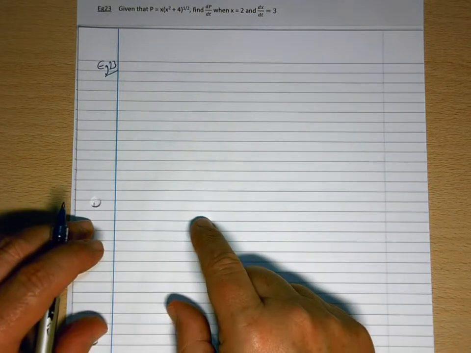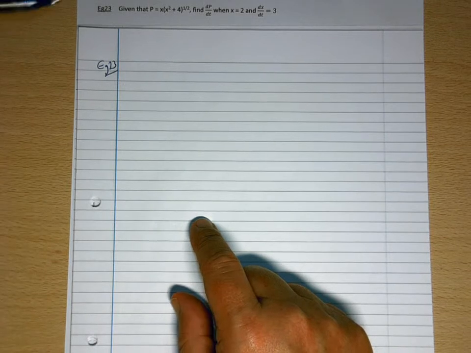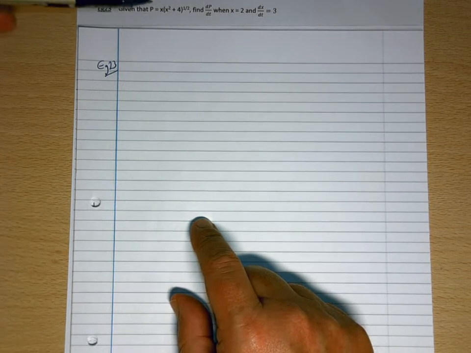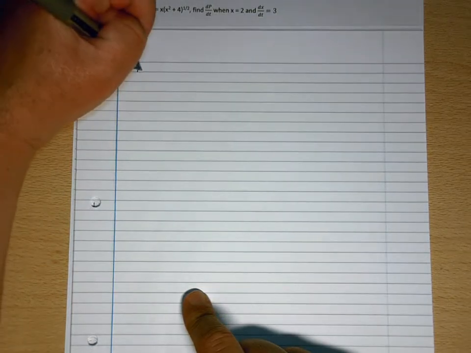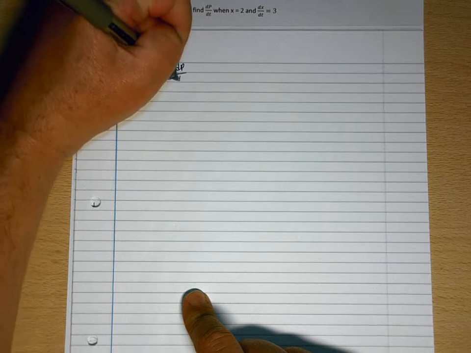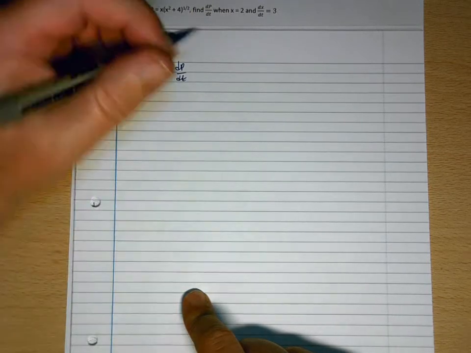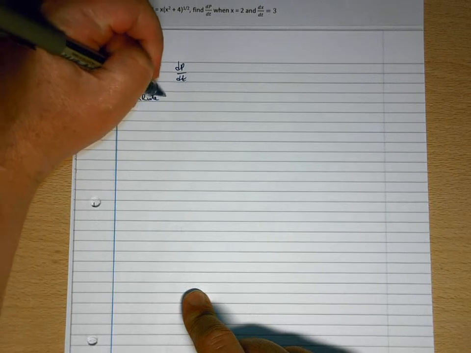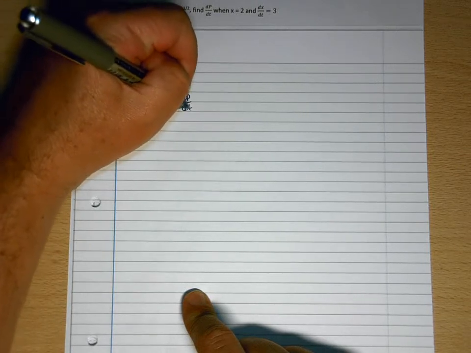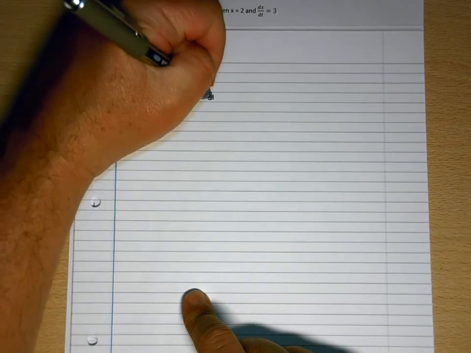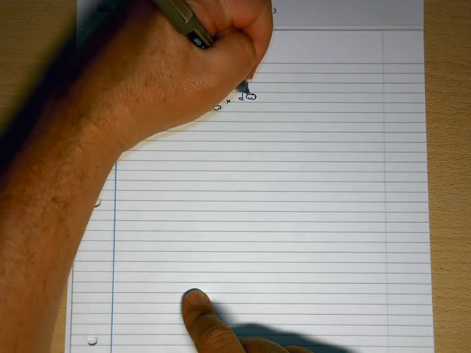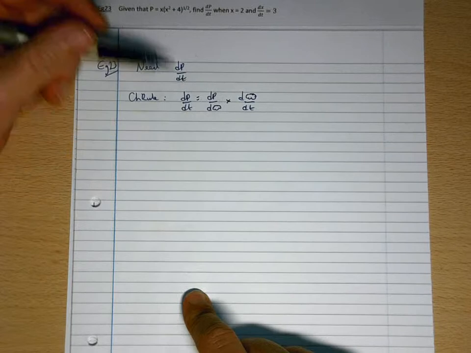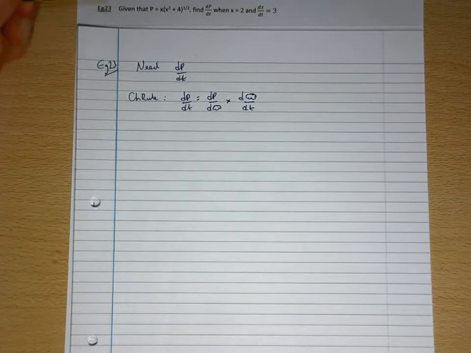Okay, you don't have to be given the context, as we'll see in this example. So given this relationship between p and x, they want us to find dp/dt when x is 2 and dx/dt is 3. So we need dp/dt. So using the chain rule, dp/dt will be dp/d(something) times d(something)/dt. So the d somethings would cancel and leave me dp/dt.